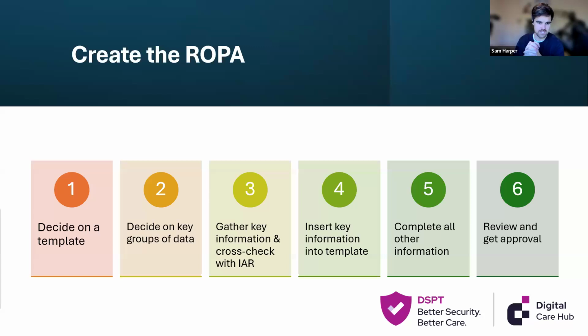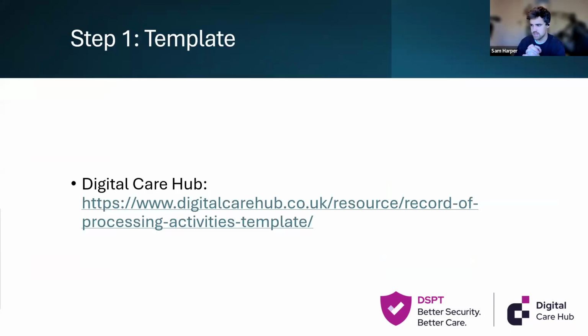So how do we create an information asset, a record of processing activities? Firstly, pick a template, same as we did with the Information Asset Register. Decide on key groups of data, gather key information and cross-check with your Information Asset Register. As I said, there's probably information on that one which you can carry across. Insert key information into the template, complete all other information, and then review it and approve it.